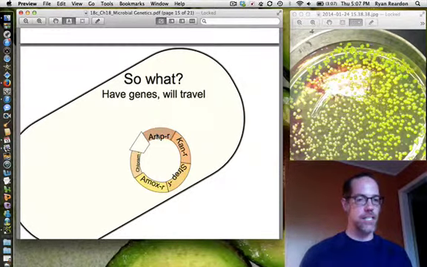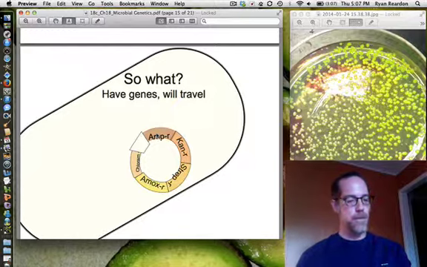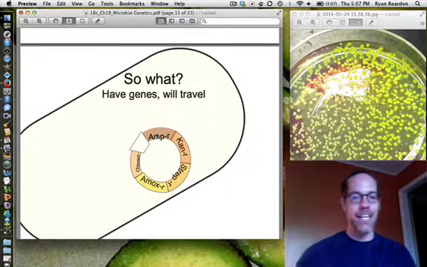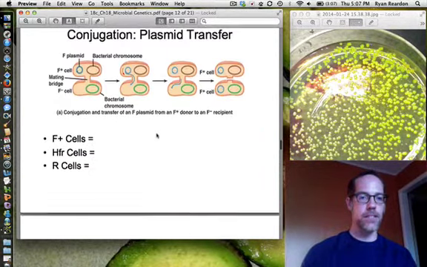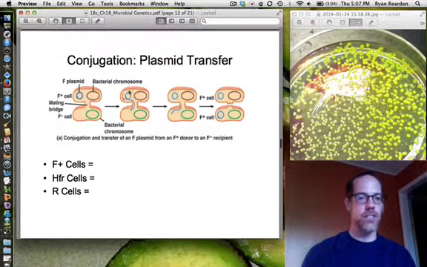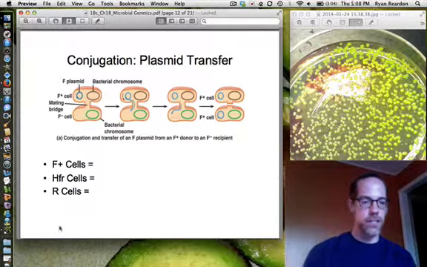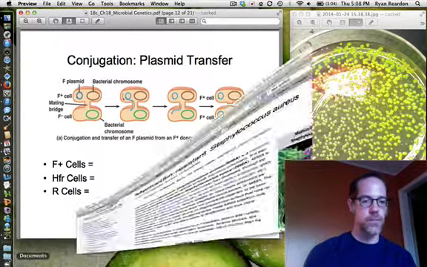It's like an all-access pass, right? It's the phone with all the apps you'd ever need to get anywhere. And here, when you think back about transposition or conjugation, imagine an F plus cell with a multi-drug resistant plasmid passing that around. And we see that not just in Reardon's kind of silly ideas, but actually in real life.